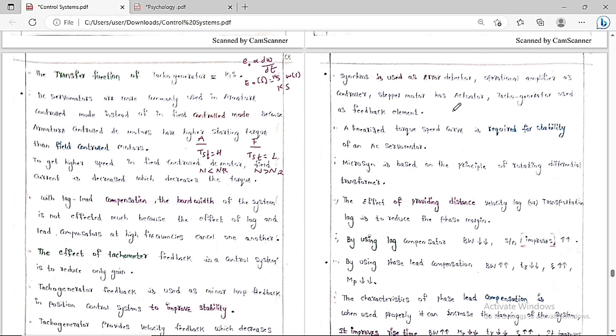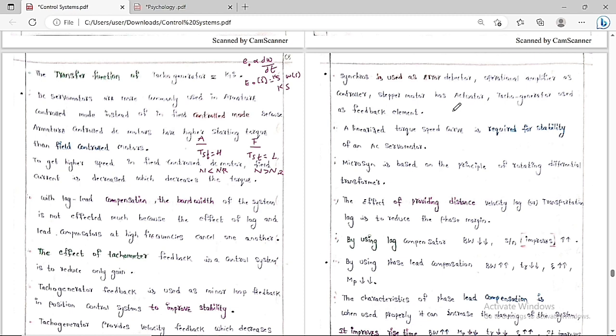The next point is: a linearized torque-speed curve is required for stability in the case of an AC servo motor. I have already told you the torque-speed characteristics of an AC servo motor will be linear, because the X/R ratio is very low.